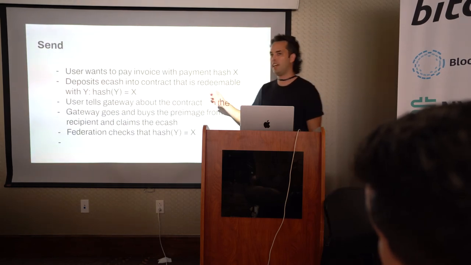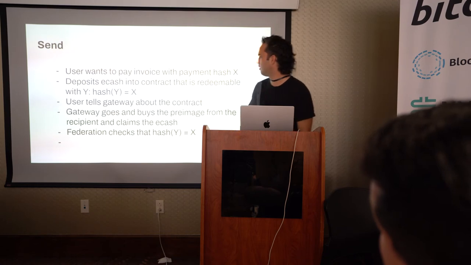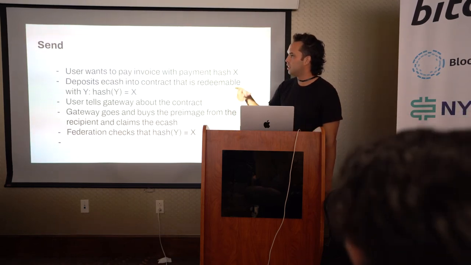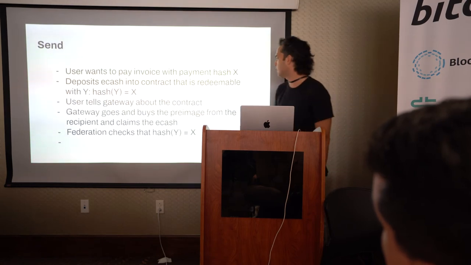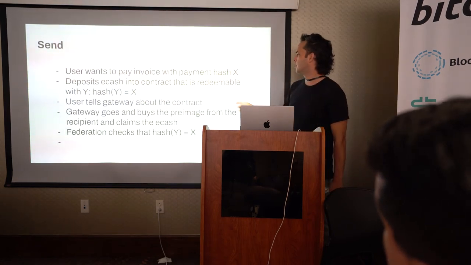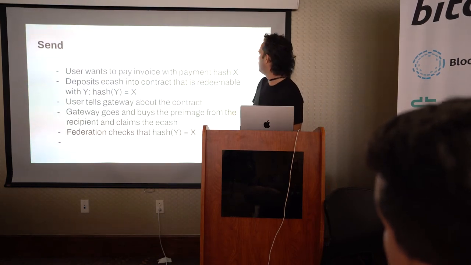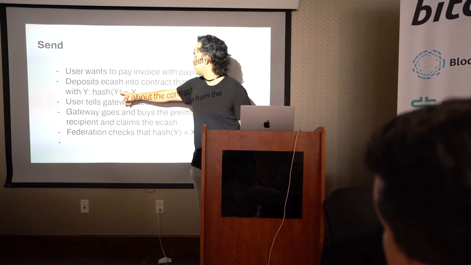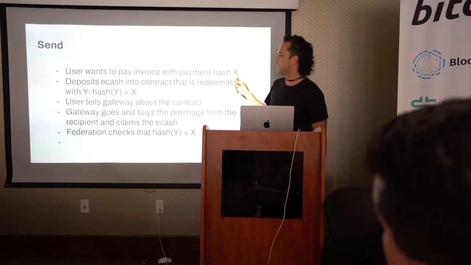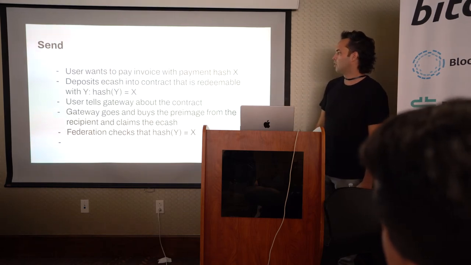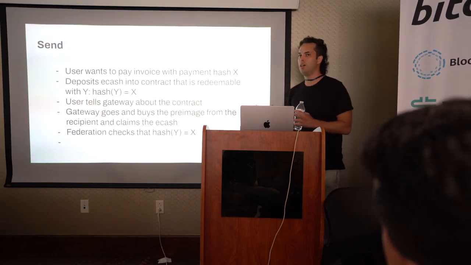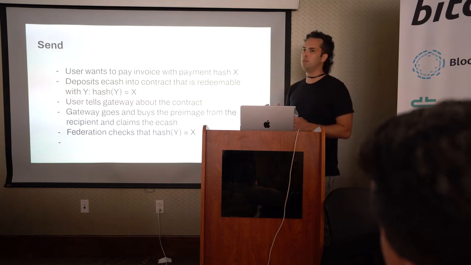So the user has eCash, these little messages and signatures, and they deposit this into the Federation in a contract. It's basically an escrow. It says that this eCash is redeemable to anybody who presents a pre-image. And that's basically what a Lightning payment is. You go get the pre-image, right? And so the user tells a Lightning node called the Gateway, who's willing to be paid in eCash tokens, right?